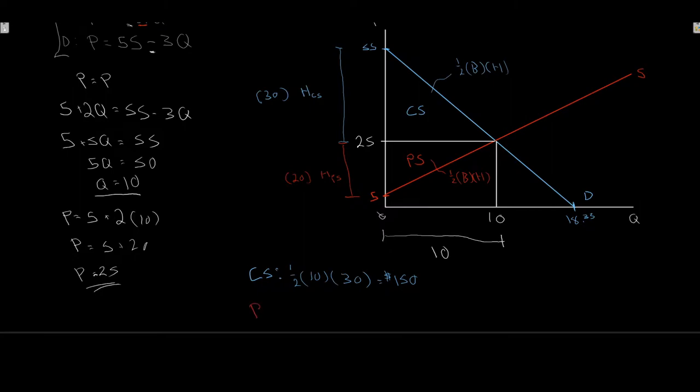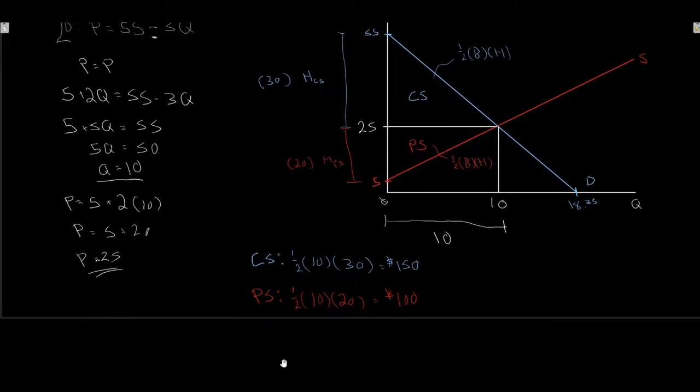On the other side, my producer surplus, 1 half, base of 10, times a height of 20. And what is that going to give me? 0.5 times 10 times 20. That will give me 100. So again, from the producer's side, from producing for somebody else rather than just producing for myself, I get a producer surplus of 100.